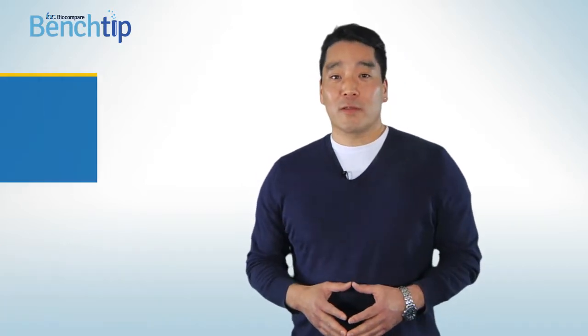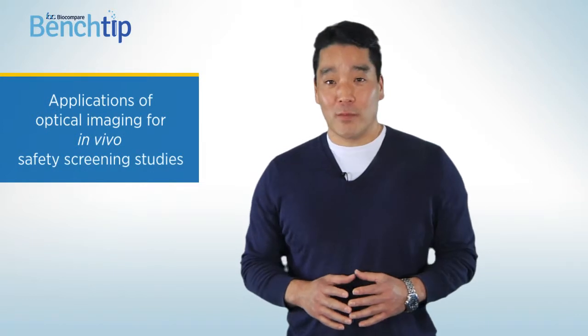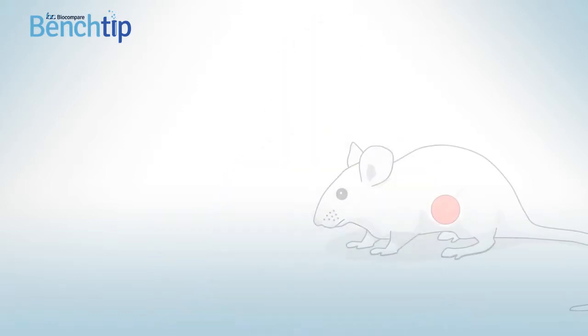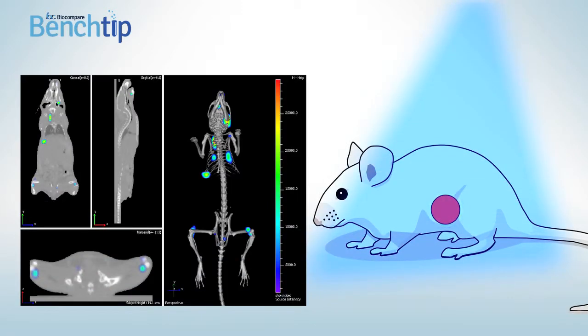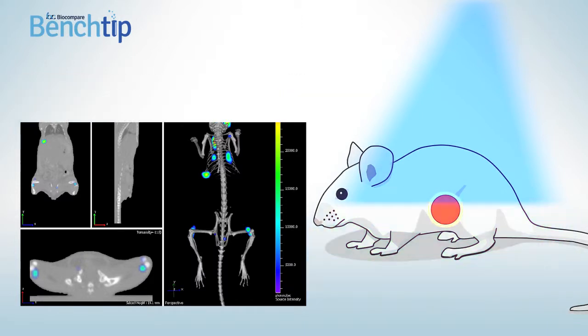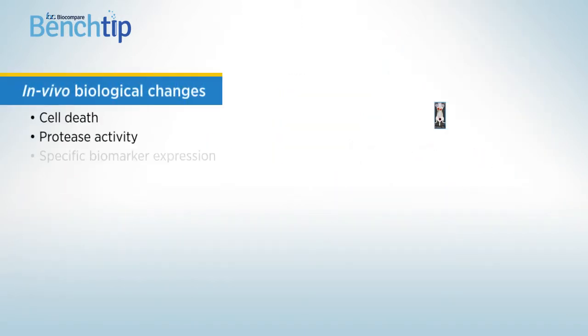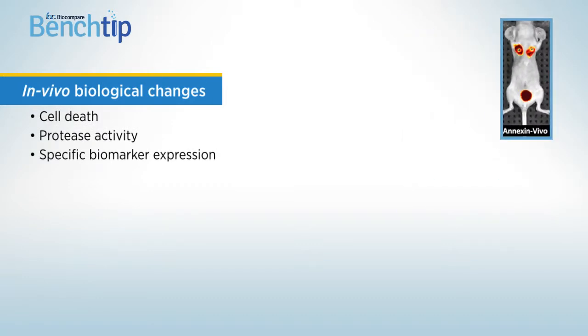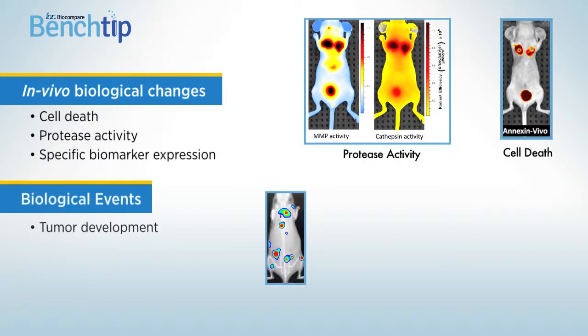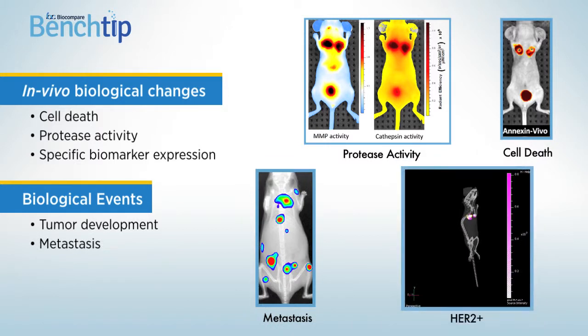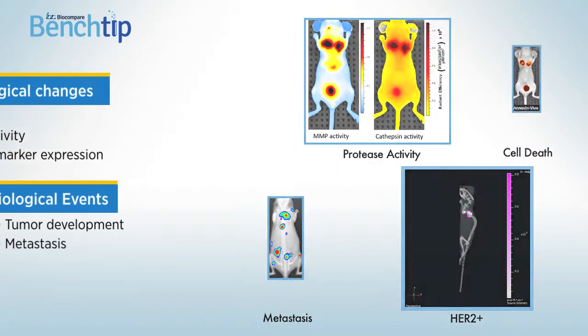Today, we're going to be focusing on the applications of optical imaging for in vivo safety screening studies. Optical imaging is a technology that measures light produced by optical reporters, which can be visualized through the tissues of a live animal using specialized imaging equipment and software. You can see examples of this when you are, for instance, using specific fluorescent agents and fluorescence imaging to quantify in vivo biological changes in disease models, or if you're using optical imaging to monitor various biological events such as tumor development and metastasis with cells engineered to express luciferase.